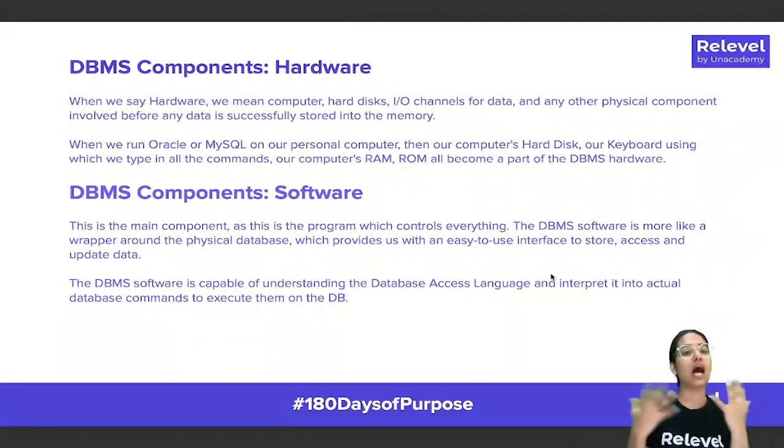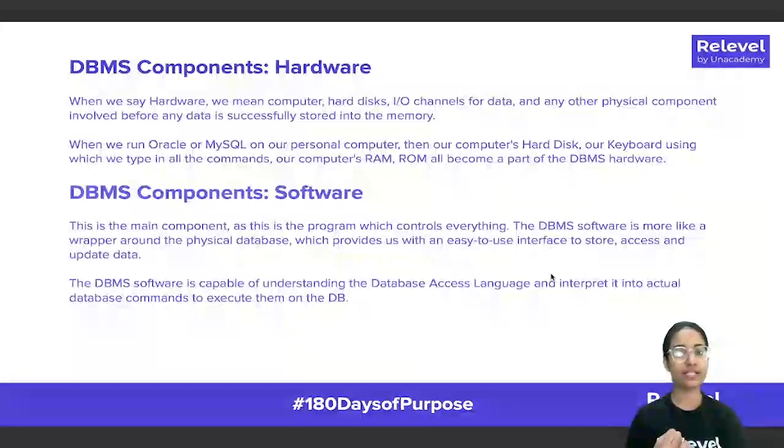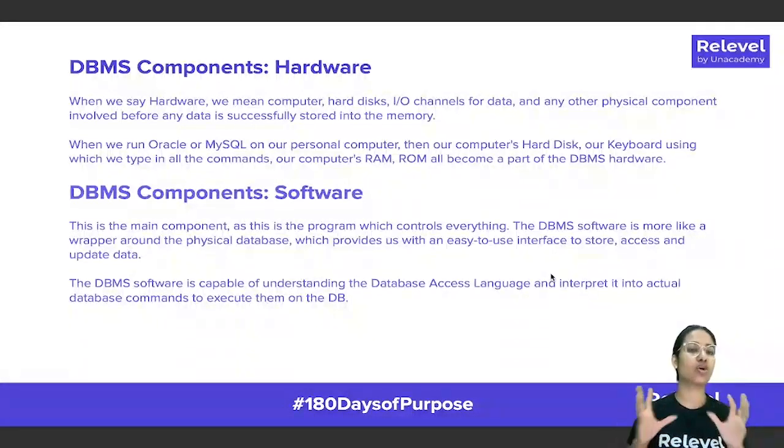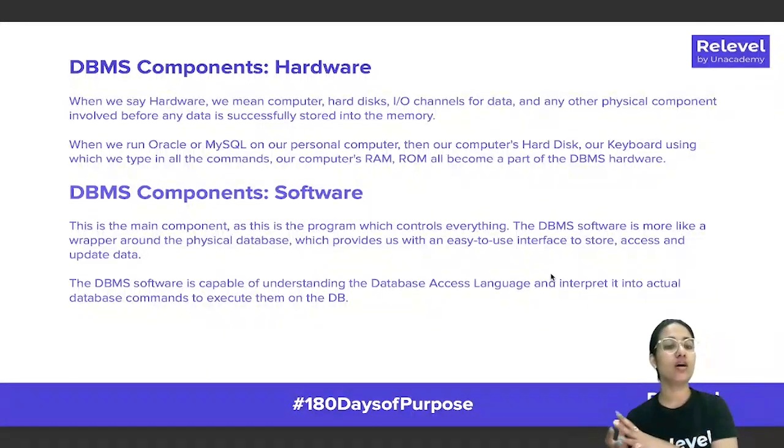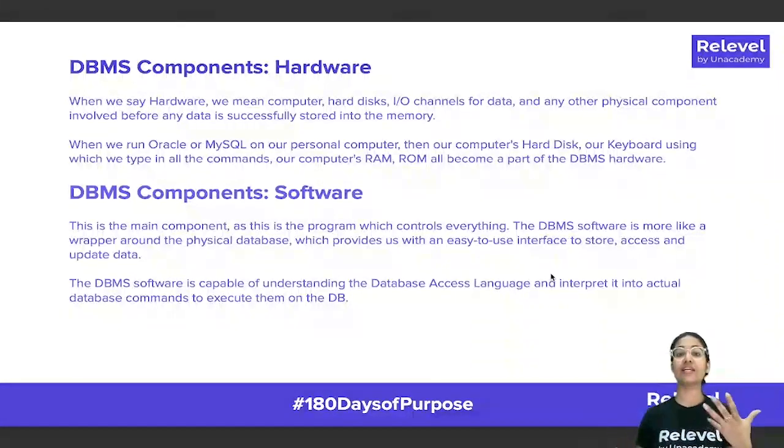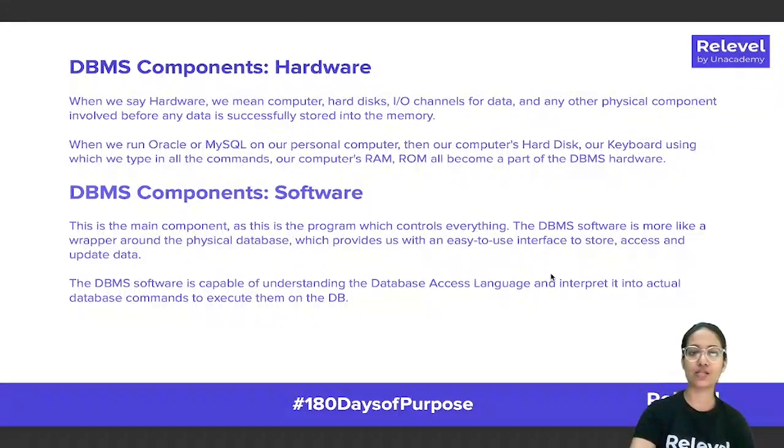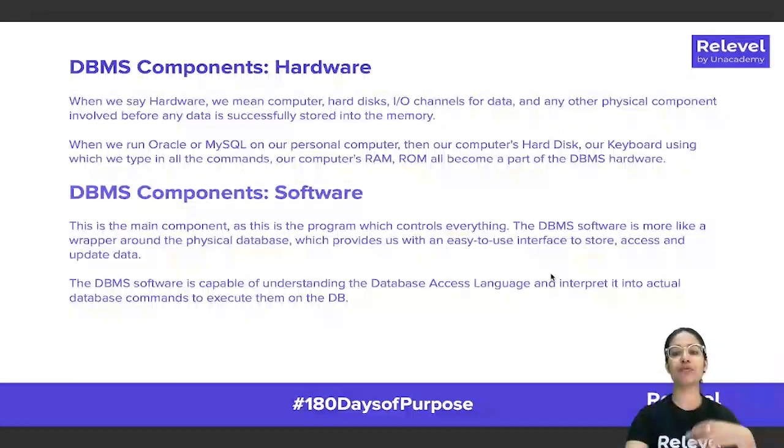So first we'll talk about hardware. When we say hardware, we mean computer, we mean hard disk, we mean input output channels for data, and any other physical component involved before any data is successfully stored into the memory. Okay, so hardware, like a typical word hardware is meant over here. That means when we run Oracle or MySQL as the software on our personal computer, then our computer's hard disk, our keyboard, right, using which we type in all the commands, our computer's RAM, ROM, all become a part of the DBMS hardware, right?